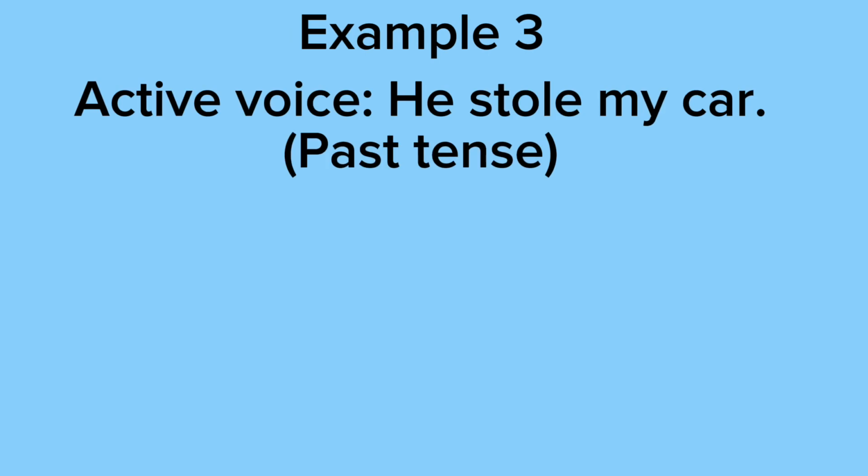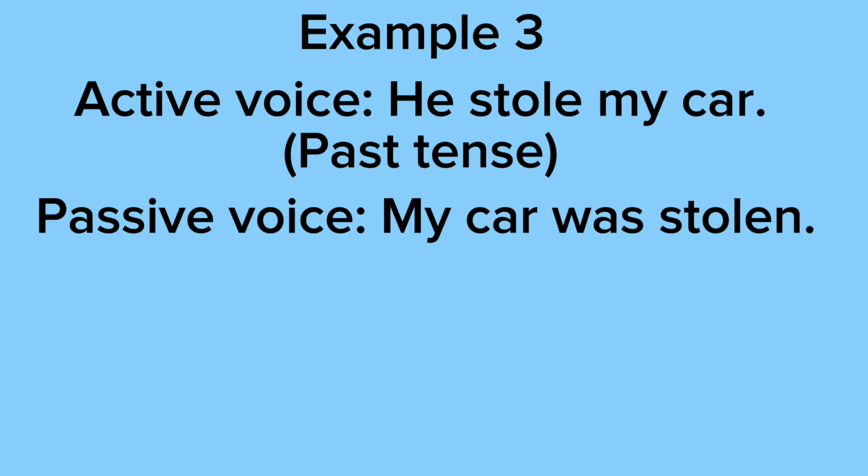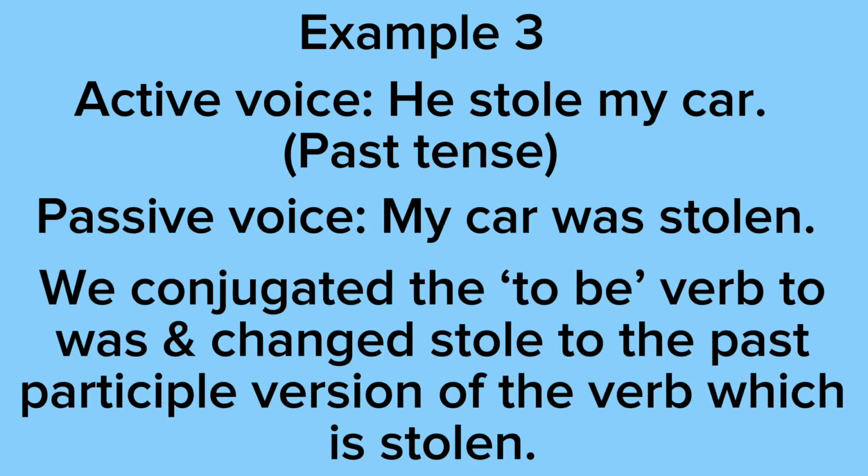So for our third example, the active voice version says, he stole my car. As you can see, this is past tense. The passive voice version says, my car was stolen. So we conjugated the to be verb to was and changed stole to the past participle version of the verb, which is stolen.